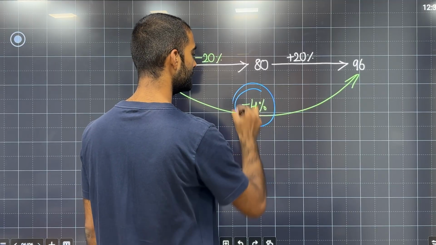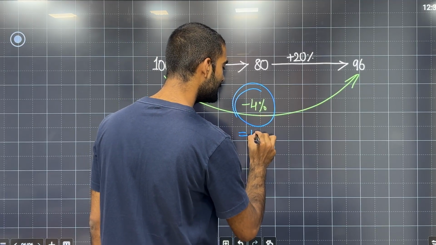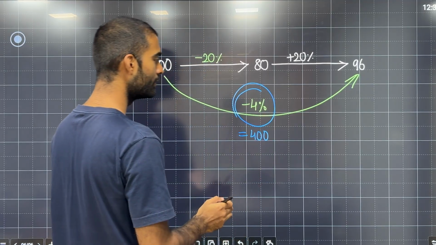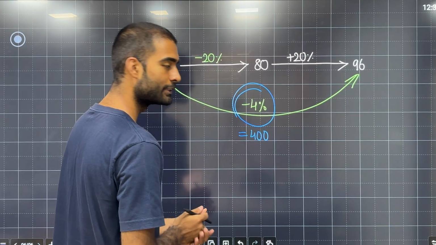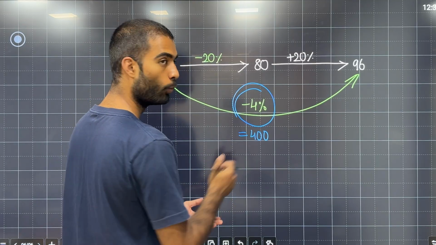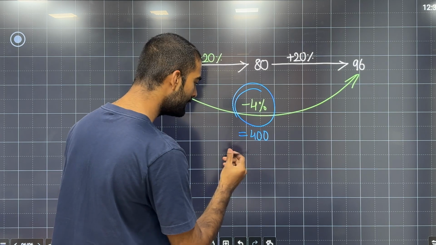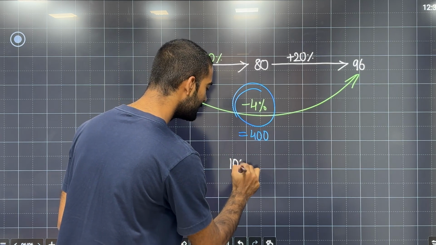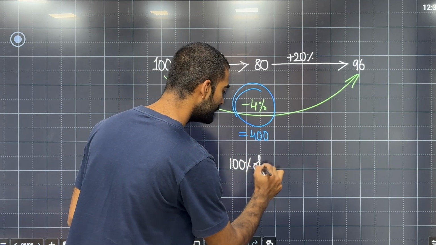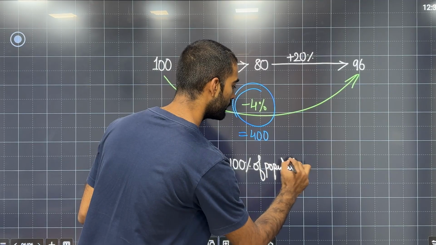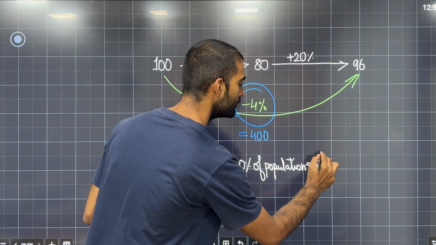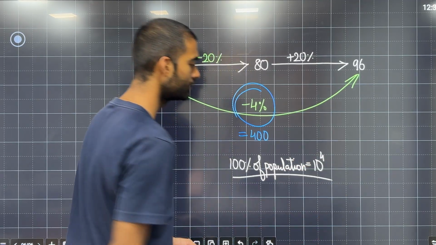And this 4% is nothing but the decrease in population, which is 400. Now, if 4% of something is 400, 1% would be 100 and 100% would be 10,000. So 100% of population is nothing but 10,000. And that's your answer.